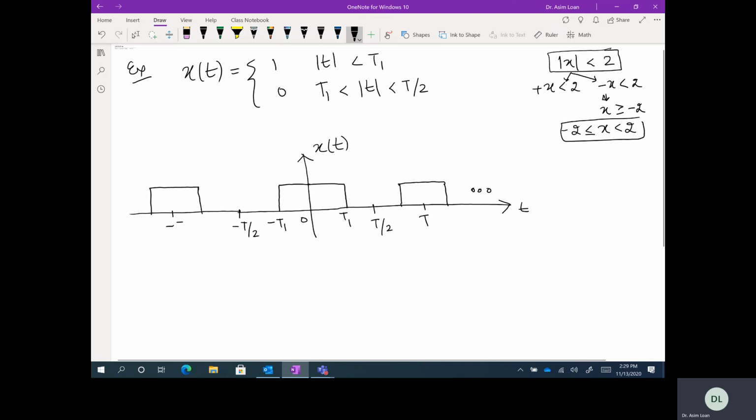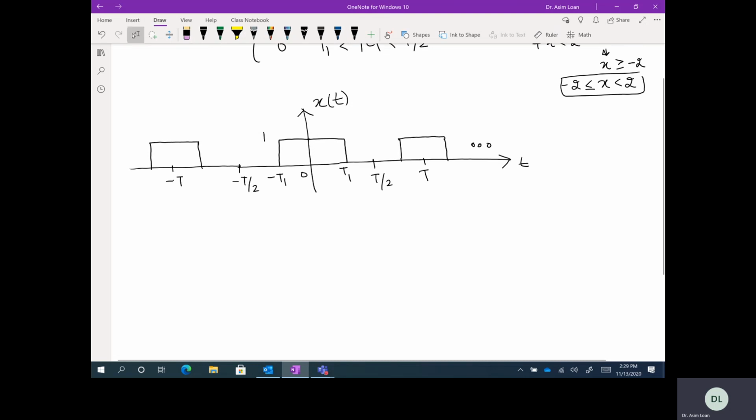So this is minus T, and this is plus 1. Here t is between minus t1 and plus t1, and between t1 and T by 2, both positive and negative, this is 0. So now I want to find the average value.